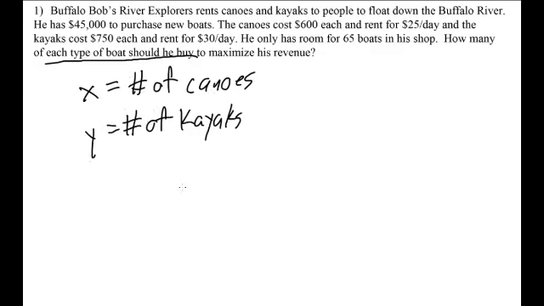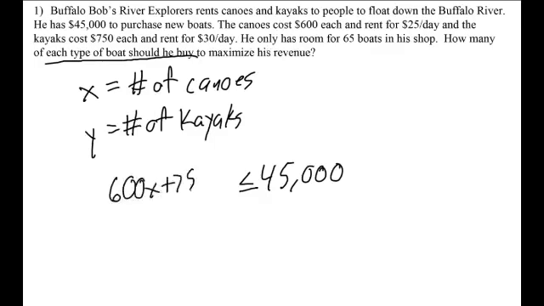Okay, so the next thing we want to look at is our totals. So we're going to have two totals. In this case, the first one is he has $45,000 to purchase new boats. So the first equation is going to be 45,000 on the right-hand side. Now he wants to use that amount of money or less, so that's going to be less than or equal to. And since 45,000 is the cost to purchase boats, we want to look for the costs to purchase the different types of boats. So canoes are $600 each, kayaks are $750, so that's going to be 600x plus 750y.